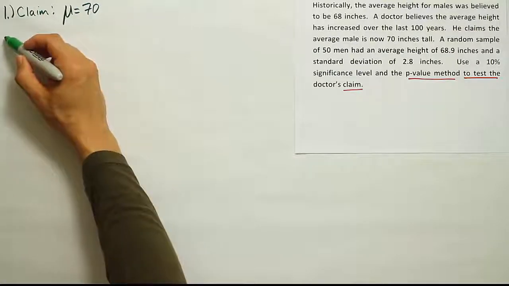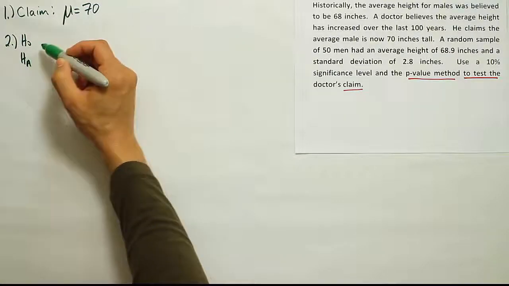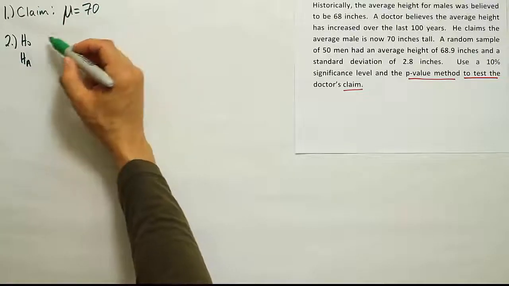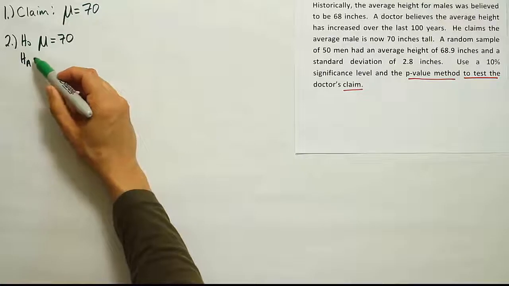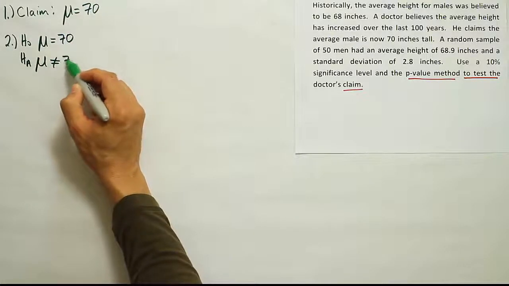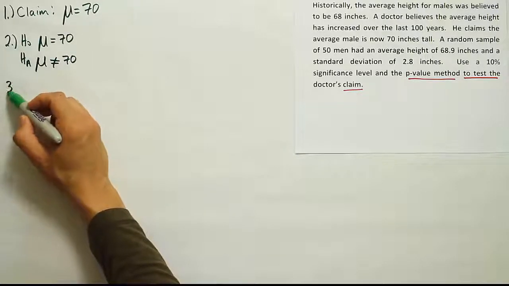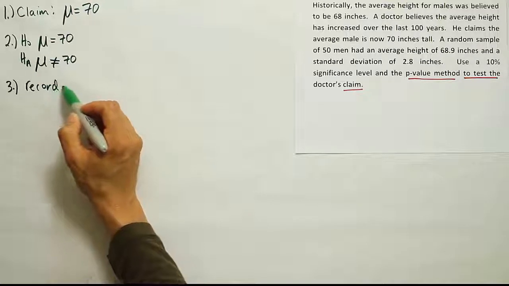All right, now from that we'll get H0 and HA, our competing pair of hypotheses. If the claim has an equal sign, it is H0, so we're going to use mean is equal to 70 for H0, and then HA should be the opposite of that, so we'll say the mean is not equal to 70. All right, step 3 is to get the data, so record the data from the problem.